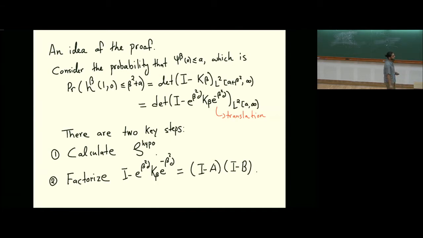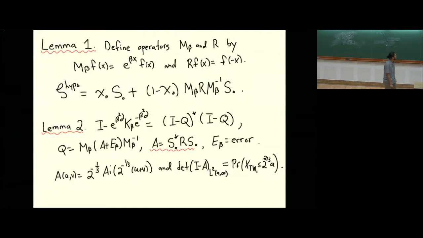Okay? So I have about 5 or 10 minutes or so. I wanted to say a little bit about how you go about doing that. So this S hypo, I told you, you have to calculate it. Here's the lemma that tells you exactly what it is. You have two basic operators. One is multiplication. You multiply by e to the beta x. This is one operator.